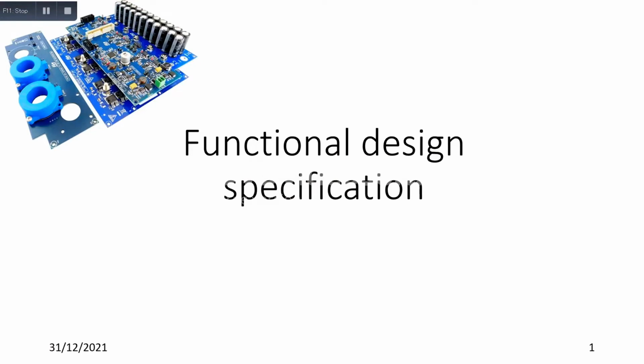So let's go to my slide. In my first video, I discussed the initial specification we need to design a 2 kilowatt converter. In today's and my next consecutive videos, we're going to see how the functional design specification document for a 2 kilowatt converter can be made. Today's video only focuses on how to make the block diagram for a 2 kilowatt converter.